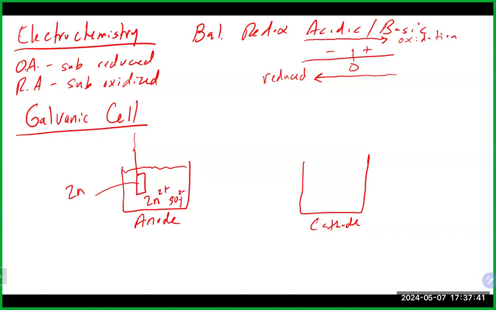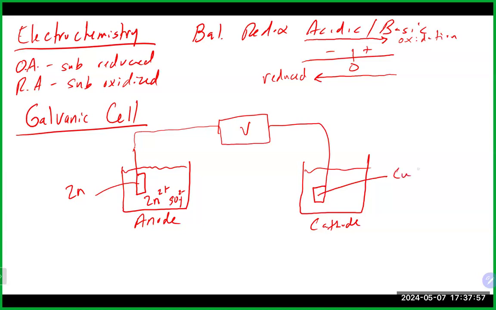The anode side is connected through a wire. Oftentimes it'll go through a voltage meter to the other side, where we also will have a metal electrode. For example, if this was copper over here, we would then have a solution that contained copper ions floating around in it. And again, something like copper 2 sulfate would do the job.